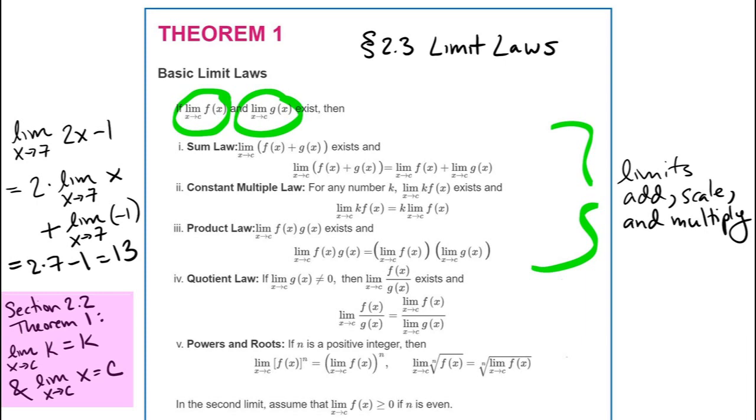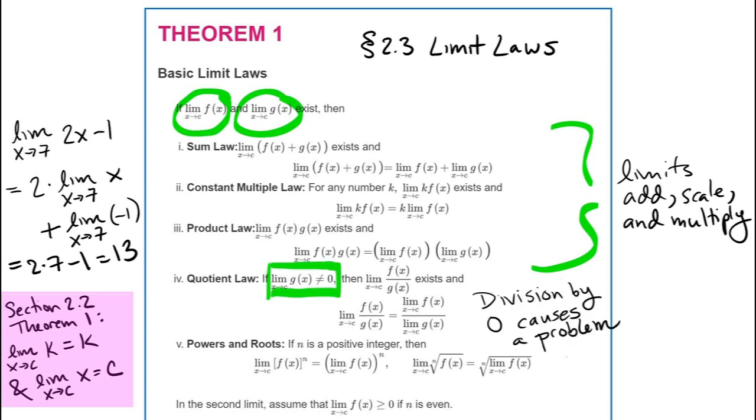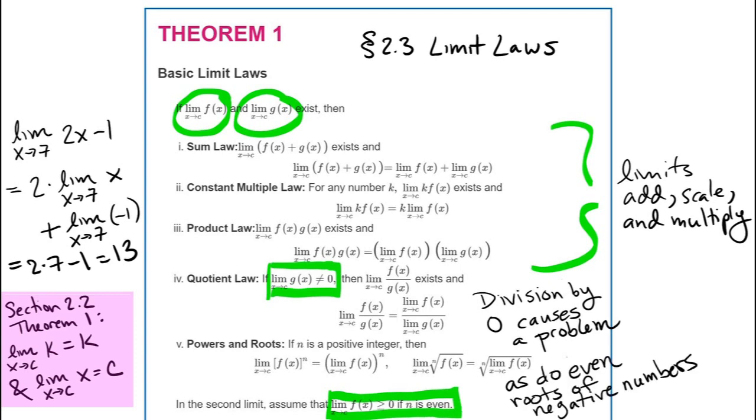It doesn't always work. First of all, division by 0 is causing a problem. Also, when we take roots, we can't take even roots of negative numbers. So these basic limit laws are powerful, but they don't tell us everything we need to know about limits. Using those building blocks from section 2.2 and these limit laws, we can build up the limit of any polynomial, and we can also take most limits of rational and algebraic functions. We just have to be careful not to divide by 0 and not to take even roots of negative numbers.